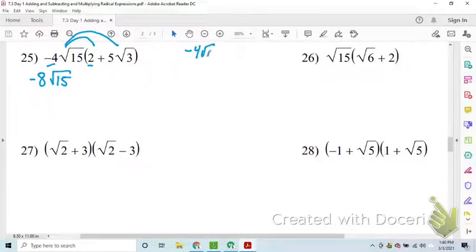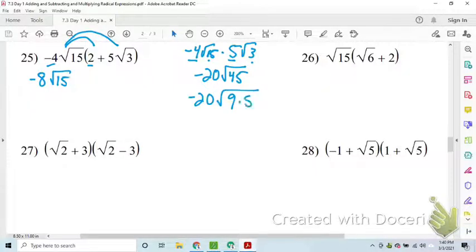Negative 4 root 15 times 5 root 3. How you do this? You take the coefficients, you multiply them first. So that'll be negative 20. Then you take these two and you multiply them, and that's going to be the square root of 45. We can keep simplifying that though, and that's just what we're going to do. It's still negative 20. Let me go ahead and erase that plus that I put over there.